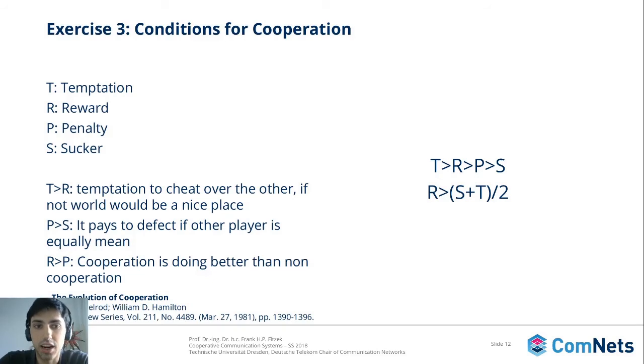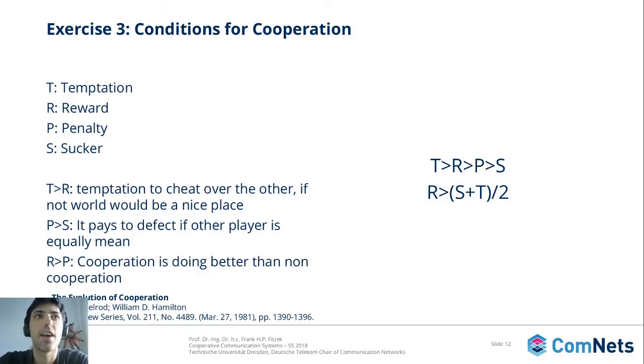Because these are just the rules. Here we have the explanation, for example. So the temptation is to be bigger than the reward, because if not, I mean, the world would always be a nice place. We will always cooperate, and it makes no sense.